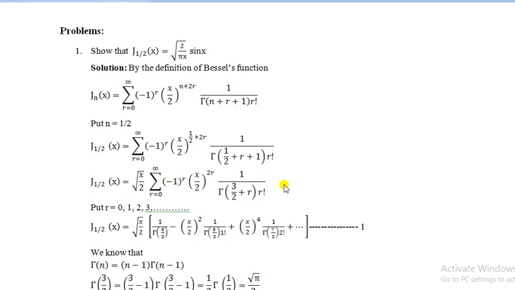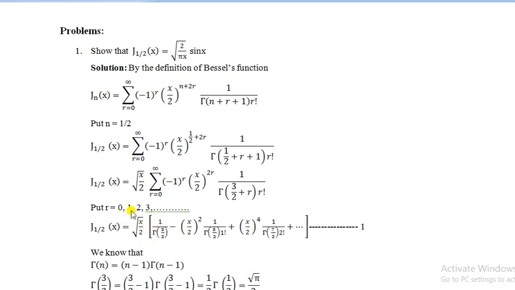In this equation we will substitute r value as 0, 1, 2, 3, 4 and so on. First, put the value of r equal to 0. Minus 1 raised to 0 is 1, x by 2 raised to 0 is 1. So 1 divided by gamma of 3 by 2, and 0 factorial is 1. So gamma of 3 by 2 is the first term, for r equal to 0.